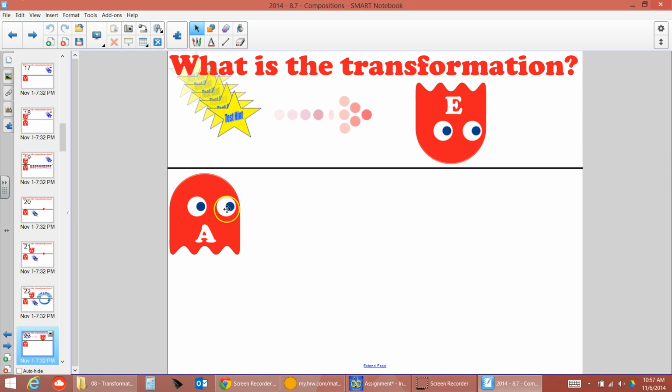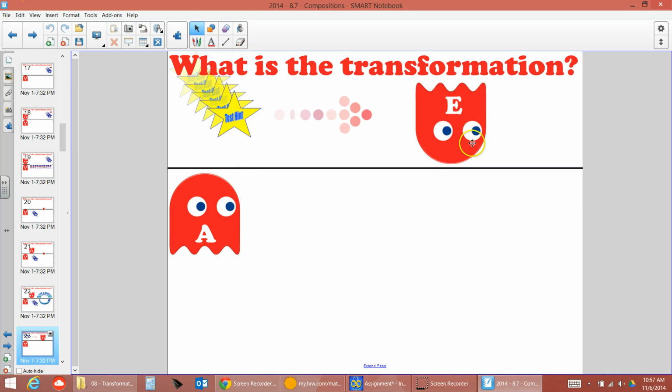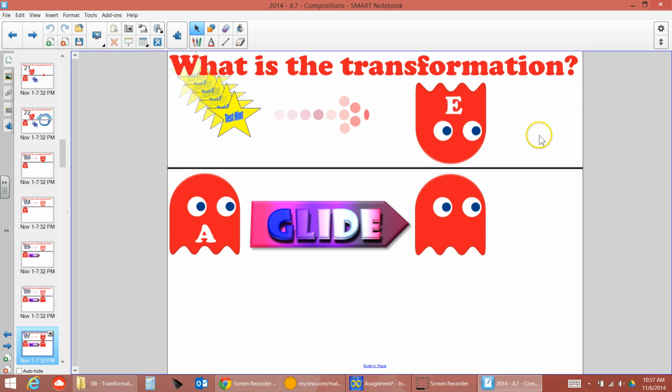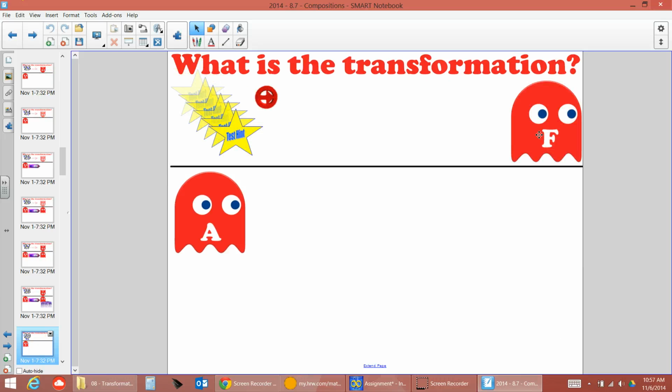From here to here, again, you may think rotation, but look at the way the eyes are shaping. They're still pointing in the same direction. Previously, the eyes were looking right, and now they're looking left. That means it's not a rotation, since the eyes are still pointing in the same direction. That means that we slid it over, and then we reflected. So it is a glide reflection. All right, let's keep talking.